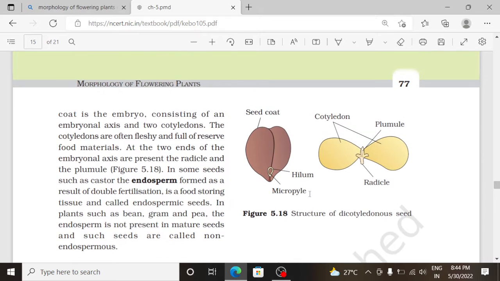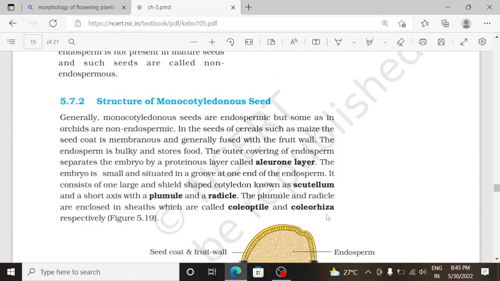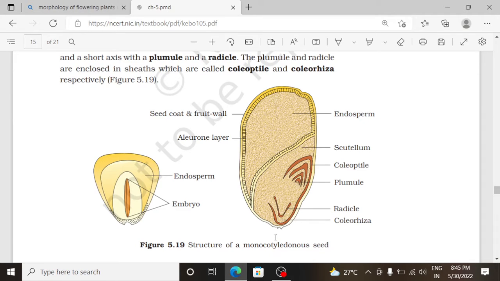And here the structure of dicotyledonous seeds, like this is the micropyle, this is hilum, this is seed coat, this is cotyledon, this is plumule. Plumule is a shoot system, and radicle is a root system.